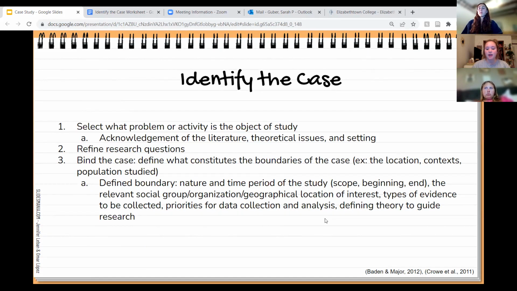So this means that you have to think about the location, the context, and the populations that you're going to study. A defined boundary means a lot of things. So you want to think about the nature and time period of your study, the relevant social groups, geographical location, the types of evidence you're going to collect, the priorities for data collection and analysis, and the defining theory that's going to guide your research.